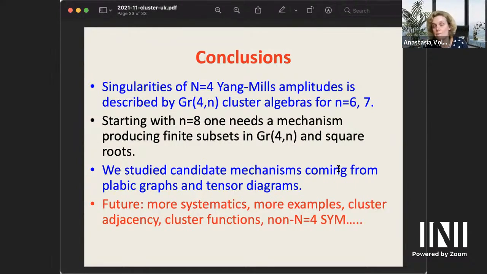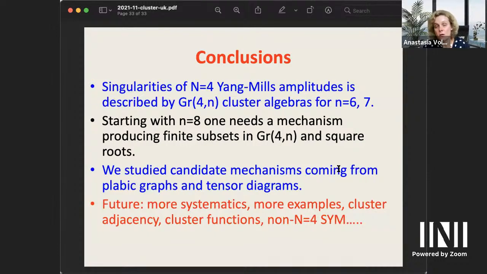And there are certain properties, also called cluster adjacency. You'll hear probably from Jaroslav in the next talk, which start playing the role. So the cluster adjacency structure fixes the actual structure of the final function. We call them cluster functions. So there's even more structure than what I described to you today.